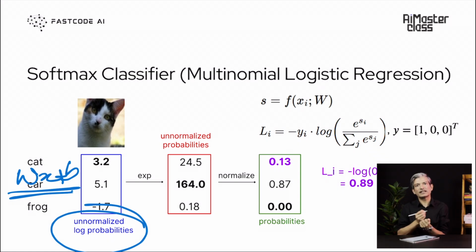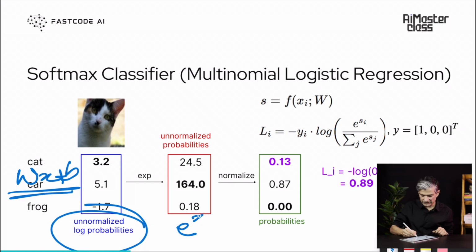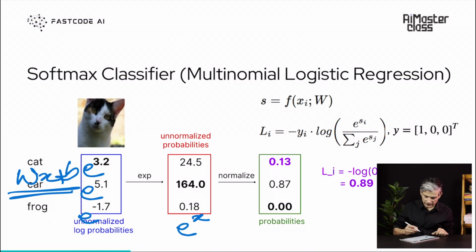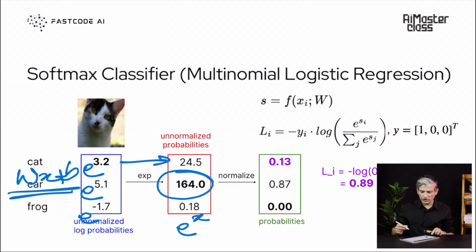We can stretch it with an exponential function. Let us say we use e to the power x. We just take our e and exponentiate it. We give it e to the power 3.2, e to the power 5.1 and e to the power minus 1.7, and see what it does. When we exponentiate all of this, it becomes bigger and bigger. So, 3.2 becomes 24, but 5.1 becomes really big, it becomes 164.